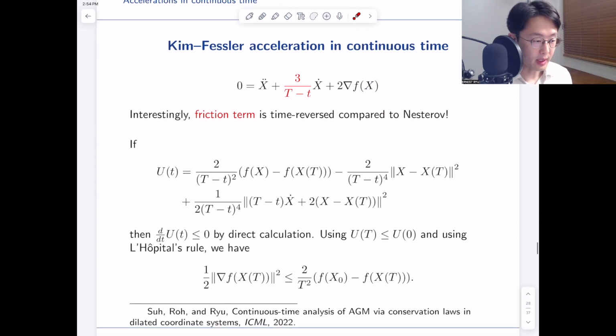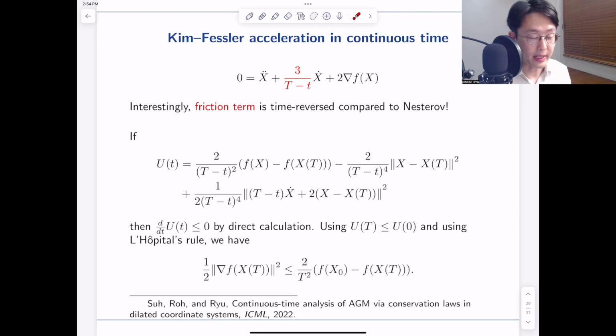Now, from a mathematical perspective, it's not a priori obvious that this is a well-posed ODE, whether this ODE admits a good solution on the interval between 0 and big T, but that's something that can be proved. And this is really interesting because this friction term is time reversed compared to the Nesterov ODE. Now, compared to the Nesterov ODE, there's a factor 2 here, but that's kind of immaterial. The important thing is this friction term, which is time reversed. So that's noteworthy.